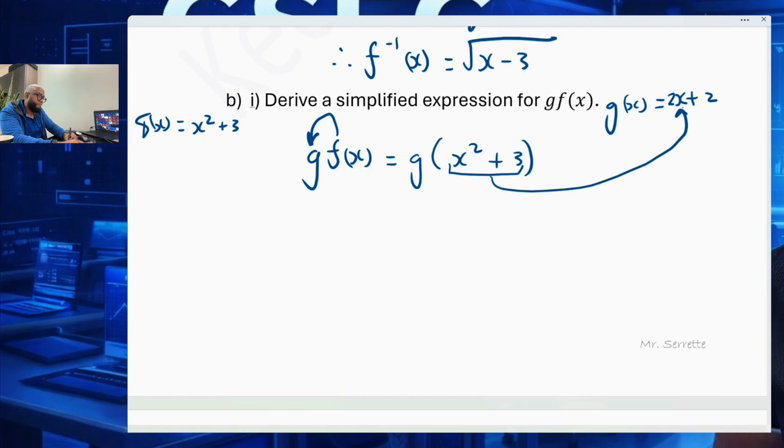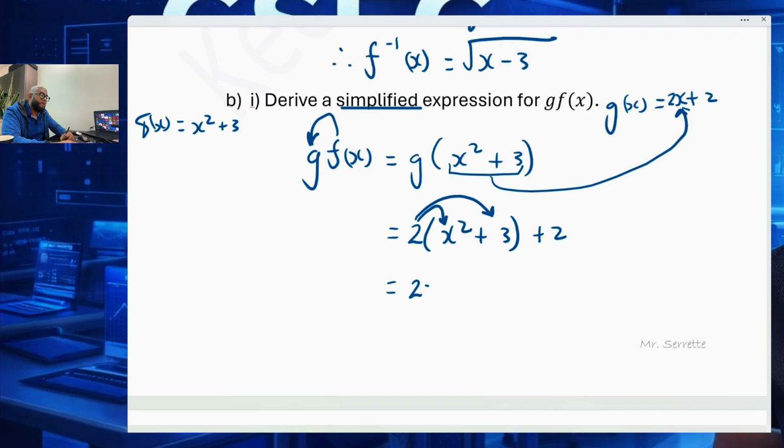Everybody clear? Alright, so let me work. So this will be equal to 2 open brackets, what goes into my brackets? X squared plus 3. And what's still missing? Plus 2. Right, 2 multiplied by this, and then 2 multiplied by this. They said simplified, so if you leave it like this, you would not get your full marks. So 2 multiplied by x squared will give me 2x squared, and then 2 multiplied by 3 would give me 6, plus 2. So this will be equal to 2x squared plus 8.